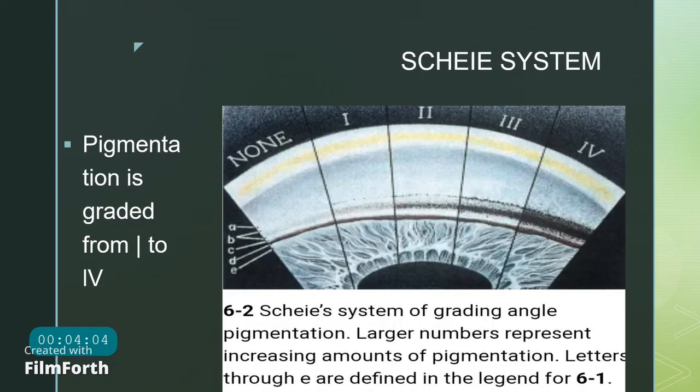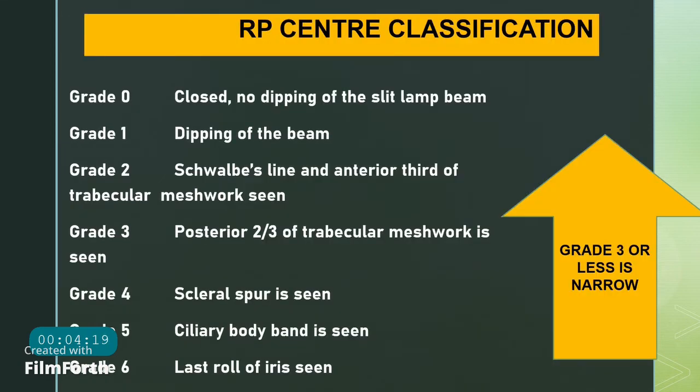So the Scheie system also takes into consideration the pigmentation. Okay, so that is also graded from 1, 2, 3 and 4. So you can see in 4 there is a lot of pigmentation, and then in 0 and 1 there is almost no pigmentation. Now there's a new classification which is given by the Rajendra Prasad Institute, and it's also called the RP Center classification. In this RP Center classification, we have 6 grades.